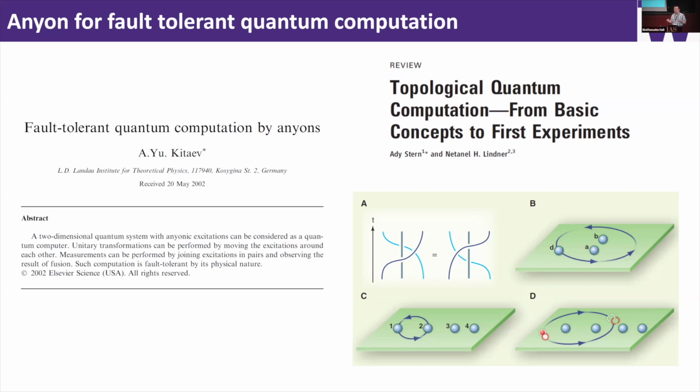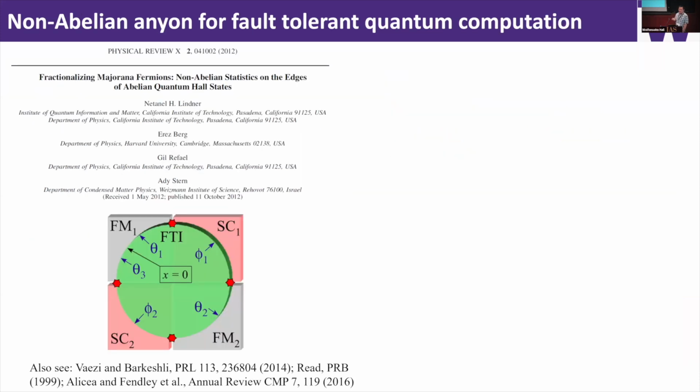Because if you want to modify this wave function, the only thing you can do is to swap the positions, which is harder to do, right? So that's the basic idea behind why you can use anyons to realize fault-tolerant quantum computations. So there are a lot of proposals for how you can realize these non-abelian anyons for this purpose.